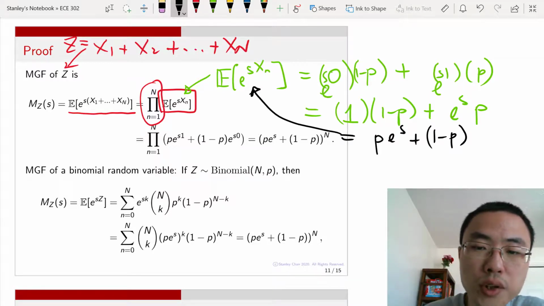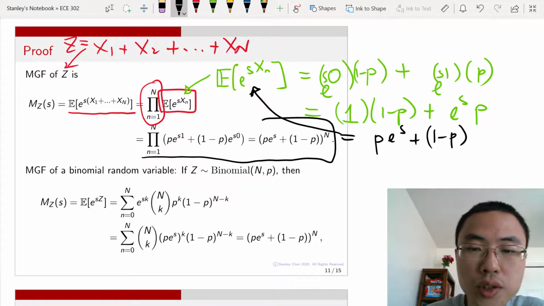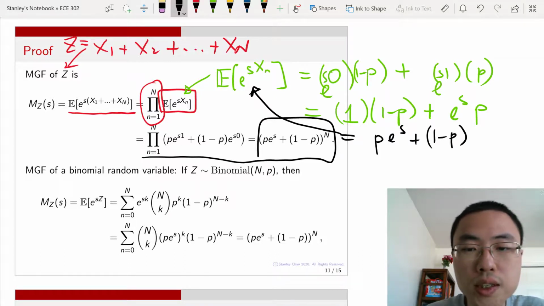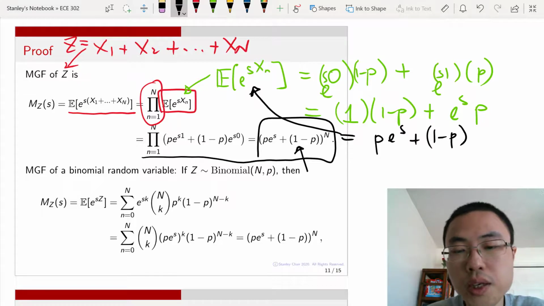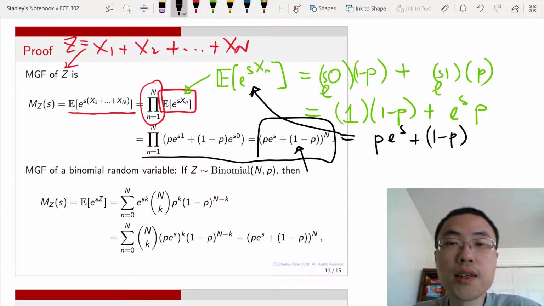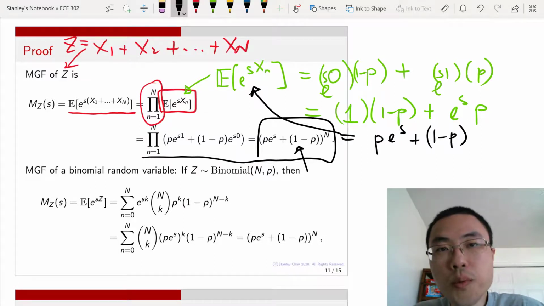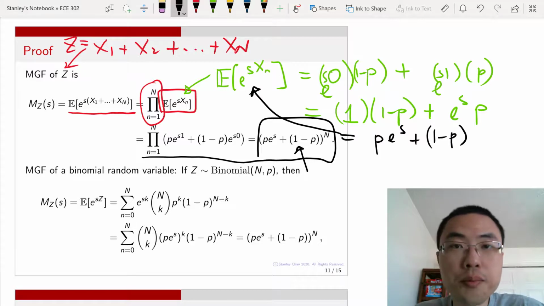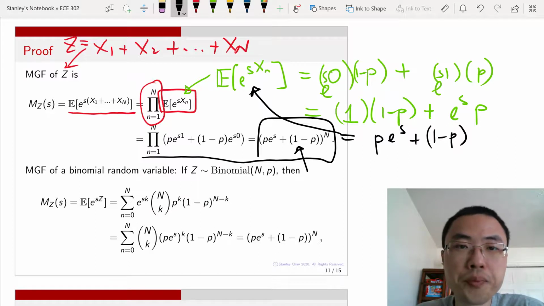So you plug this number into this expression, then you can show that the moment generating function for z is given by p e^s plus 1 minus p, the entire thing taken to the power n. So this is the moment generating function for the sum of n Bernoulli random variables. So we have completed one side of the story.